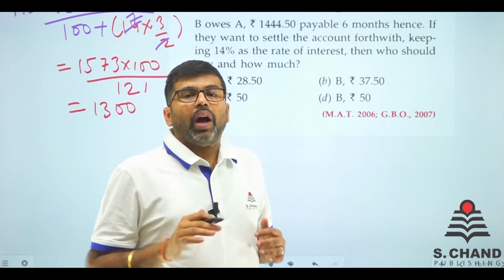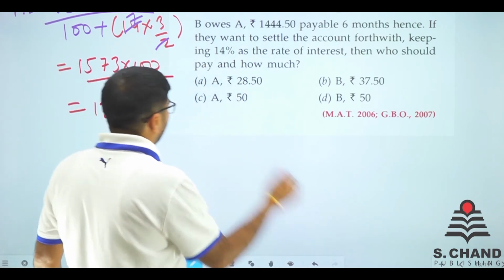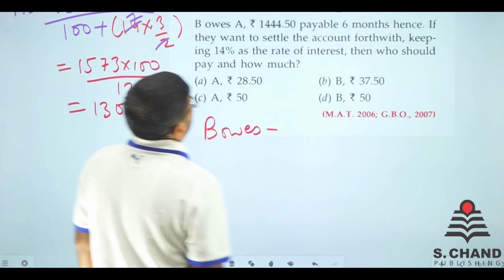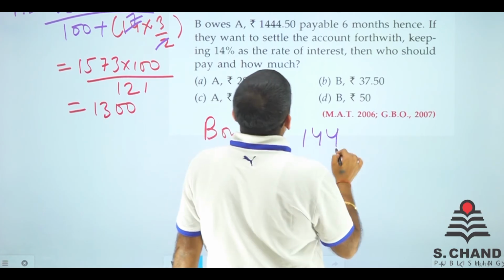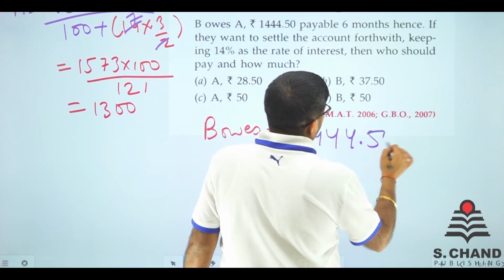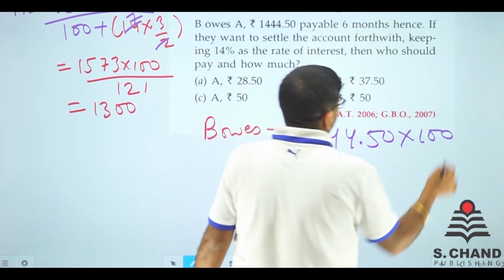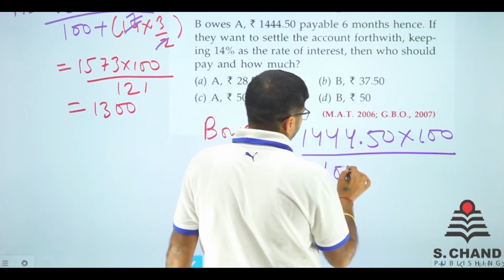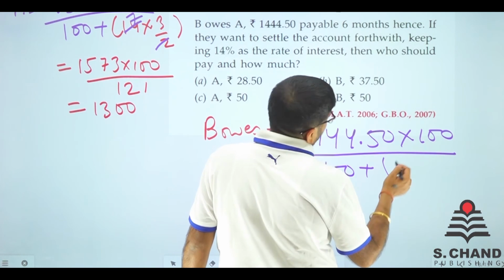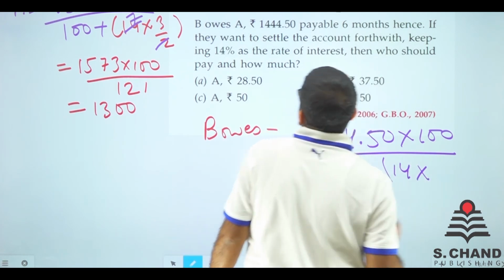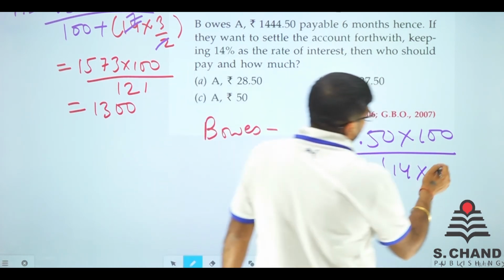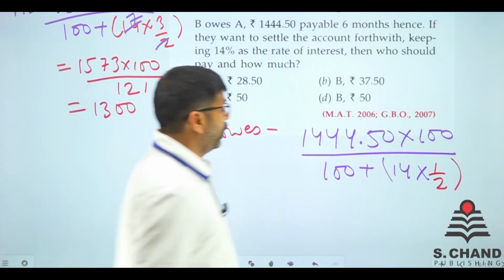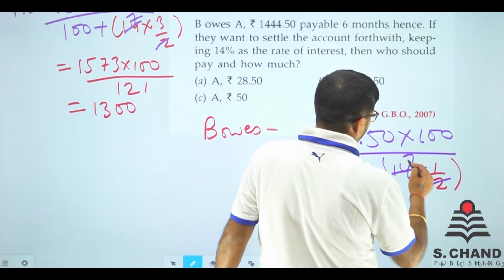Now let's see how much B owes to A. Let's do it here. B owes 14450 into 100, because we know amount into 100 divided by 100 plus R. R is the same, 14. Time is 6 months. So 6 months is half the year. We just do 1 by 2. So what we get is 7.